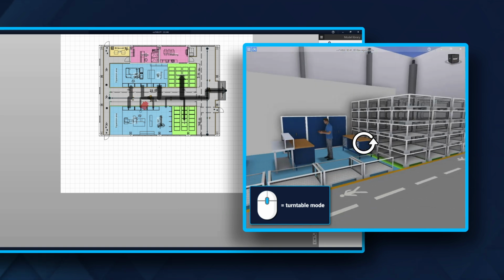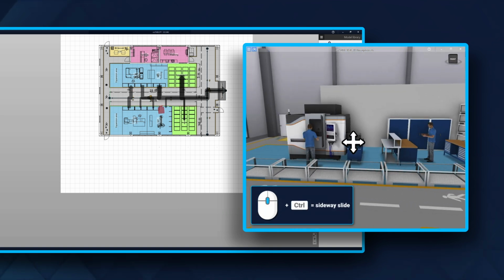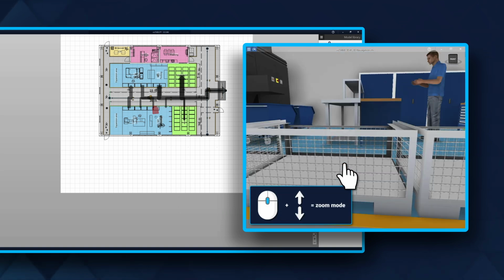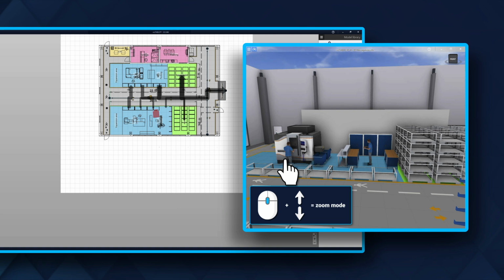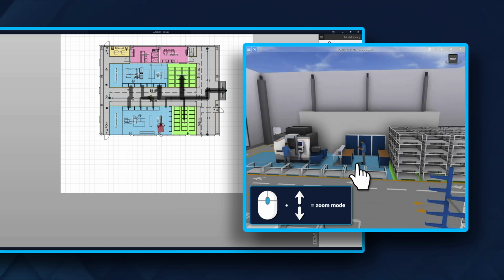Click the mouse wheel to rotate the viewing angle around the center of the screen. For sideways slides, add the control key while clicking on the mouse wheel. You can zoom in and out by turning the mouse wheel. Keep in mind, the zoom always centers around the position of the cursor.